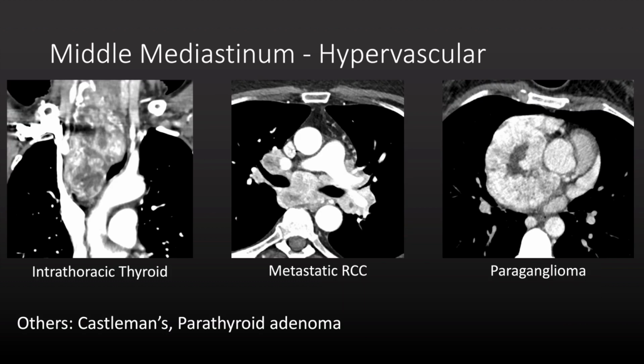So if you have a single hypervascular lymph node or even multiple hypervascular lymph nodes without a known malignancy, then you want to consider Castleman's. I also mentioned parathyroid adenoma here. They're usually quite small and often difficult to see on standard CT imaging, but they would be hypervascular if you do see them.